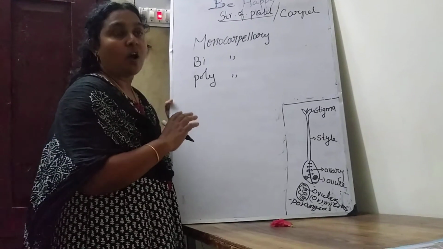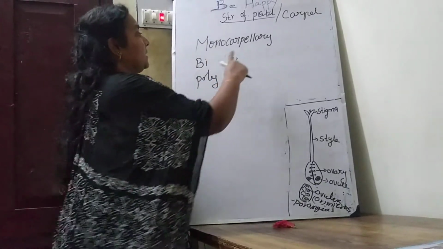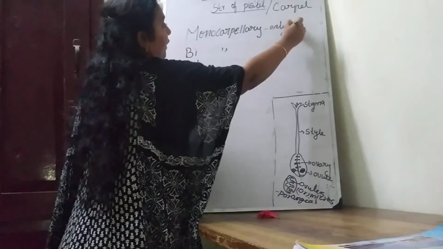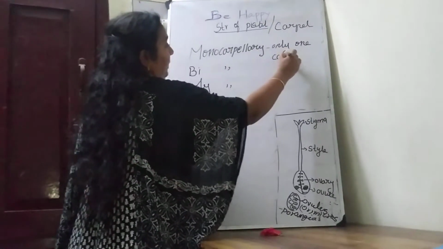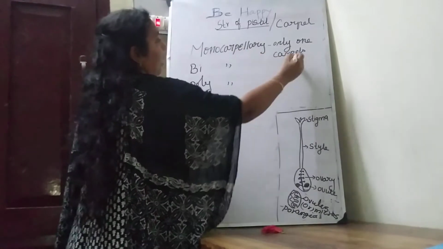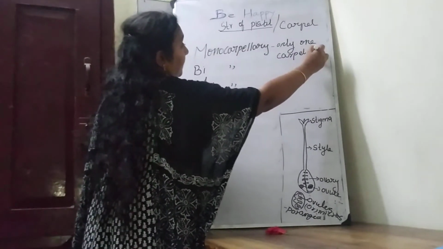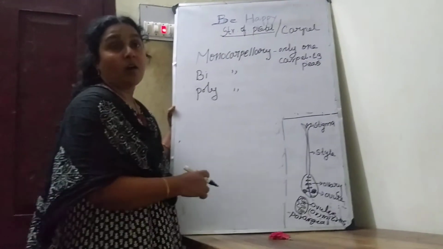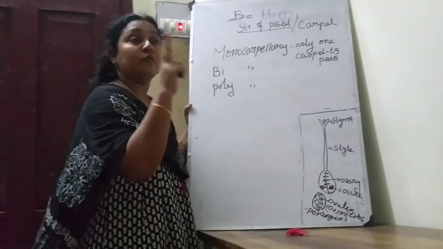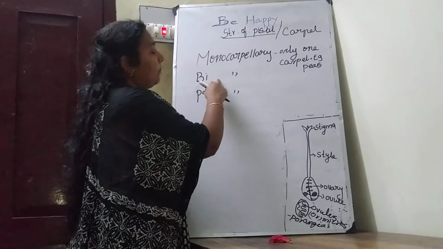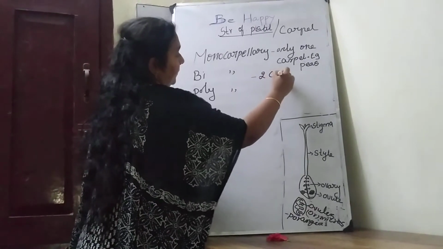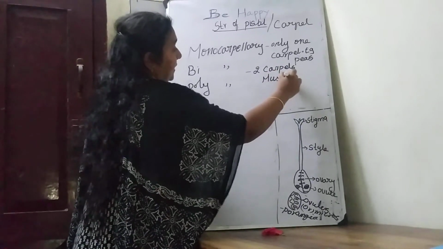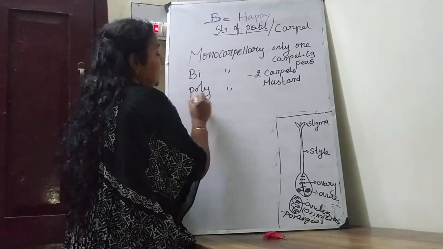Pistil is composed of only one carpel, that is called monocarpellary. Example, peas. The second one is bicarpellary. Pistil is composed of two carpels, that is called bicarpellary. Example, mustard. And the third one is polycarpellary.